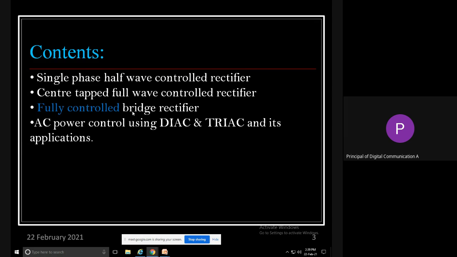And in the next session we will go for the diac and triac applications. Okay, so these two points we are going to cover today in this session.